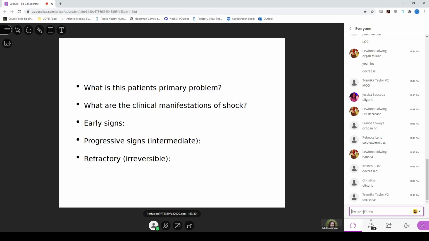So you're basically having cellular ischemia all over the body. And that leads to the organ failure. And then organ failure leads to what? Death. That's right. So it's just progressive decreasing level of consciousness and unresponsive.